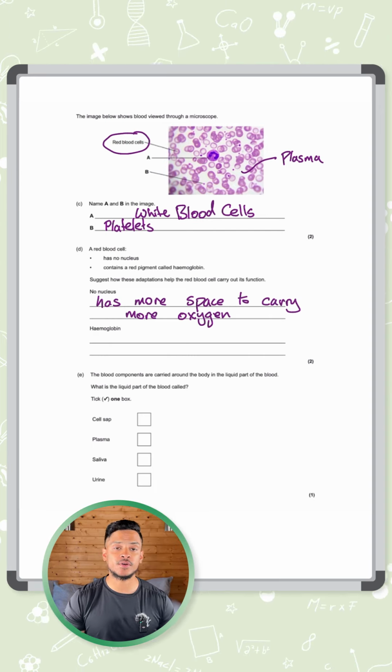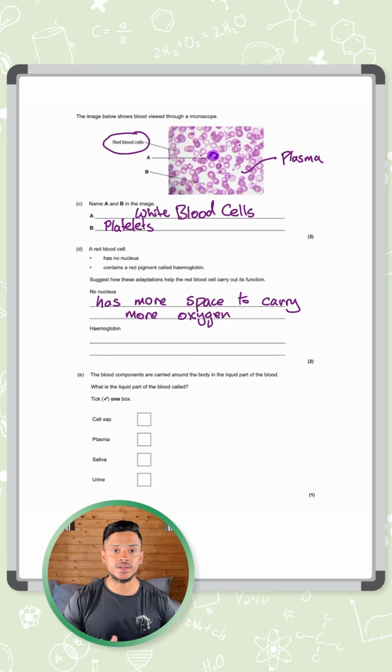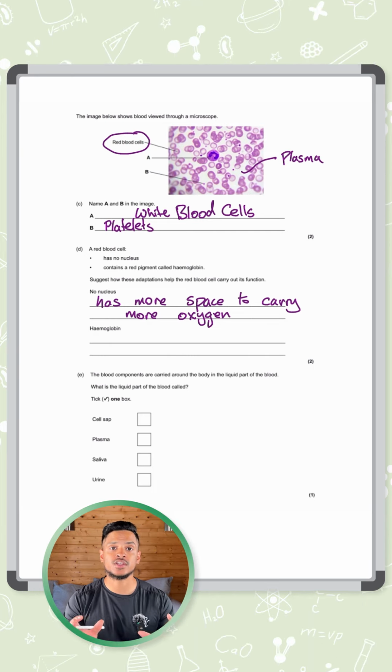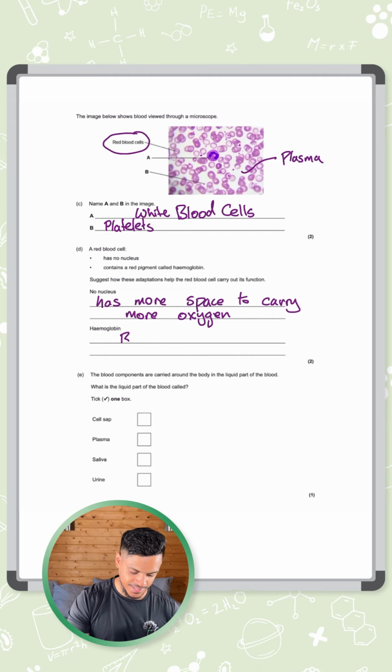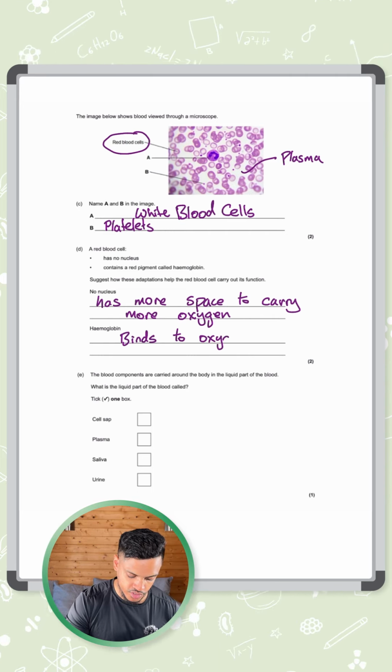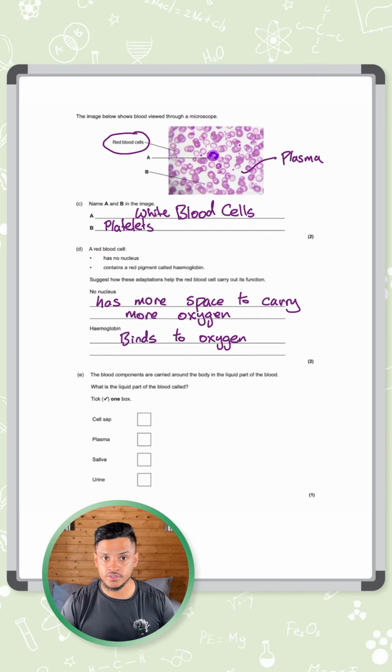Second thing is asking about hemoglobin. Remember, that's the red pigment. What does hemoglobin do? It actually binds to the oxygen. That's what does the carrying of the oxygen. That's all you need to say here. Binds to oxygen. And that's how you get 2 marks for that part.